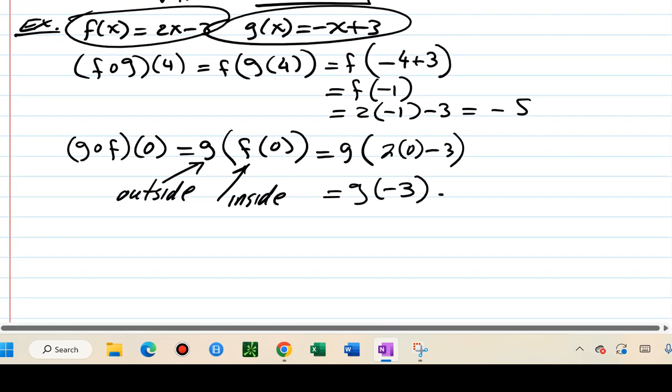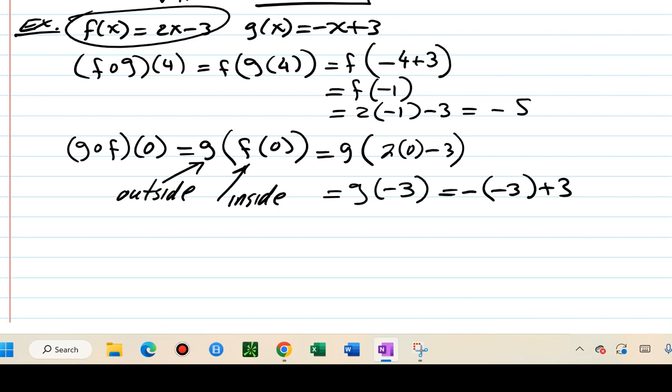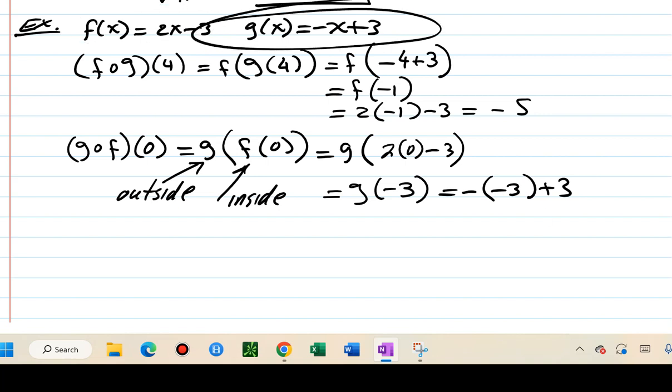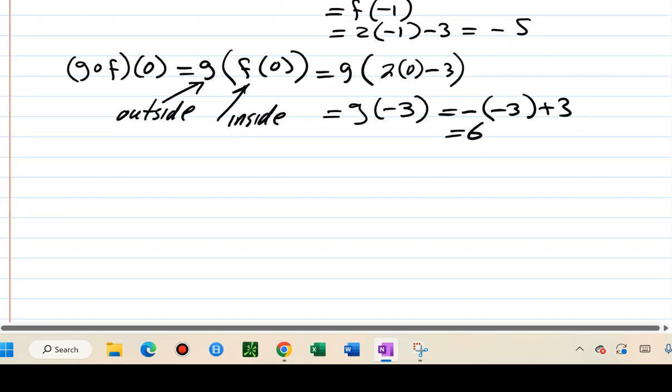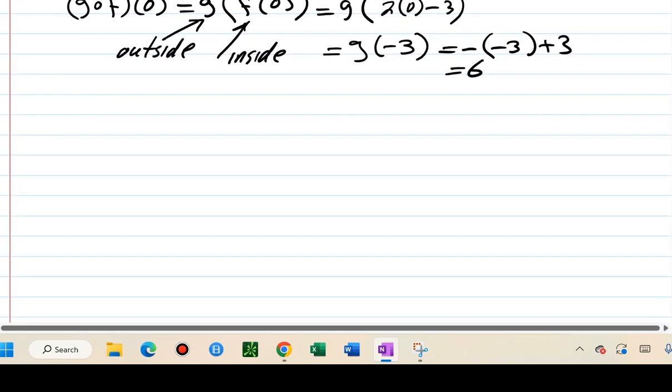And g at -3, you pass -3 to g. G will do what it's supposed to, right? G will do this. It will take the negative of the input, adds 3 to it. So that's going to come out as a 6. All right. And I know we are about an hour.